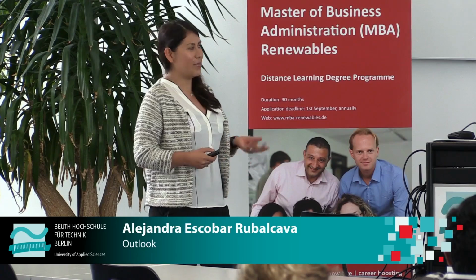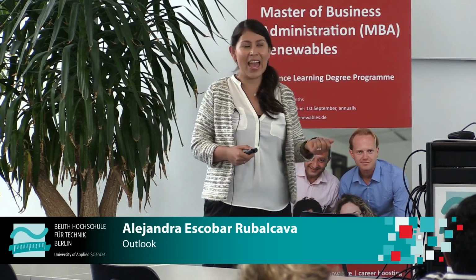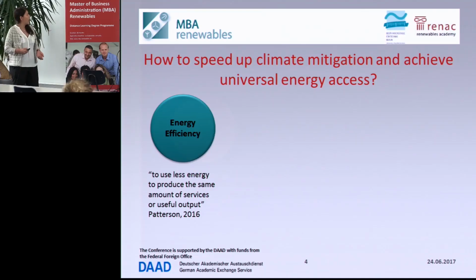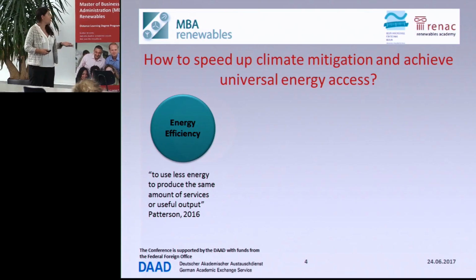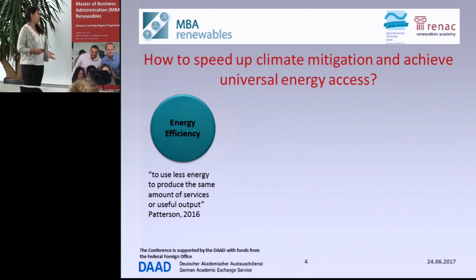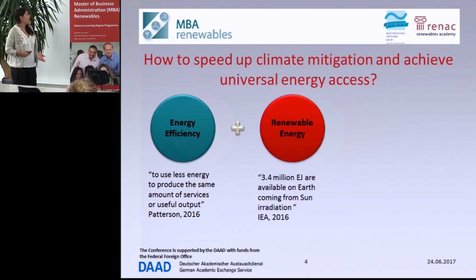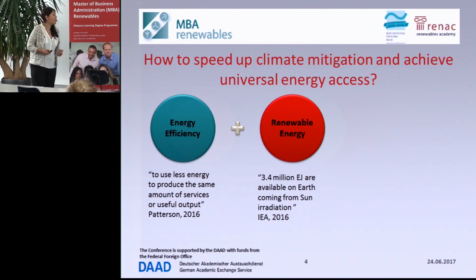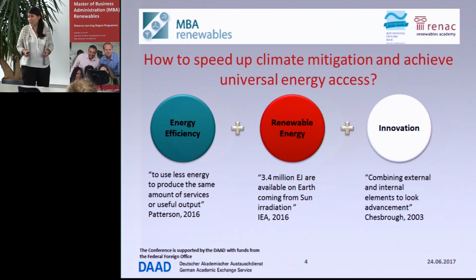So how do we speed up climate mitigation and provide universal energy access? First, we have energy efficiency: use less energy to provide the same amount of services. Energy efficiency is, as Mia said, the cheapest and cleanest kind of energy. Second, we have cleaner energy sources, such as renewable energy. But the third factor is innovation.